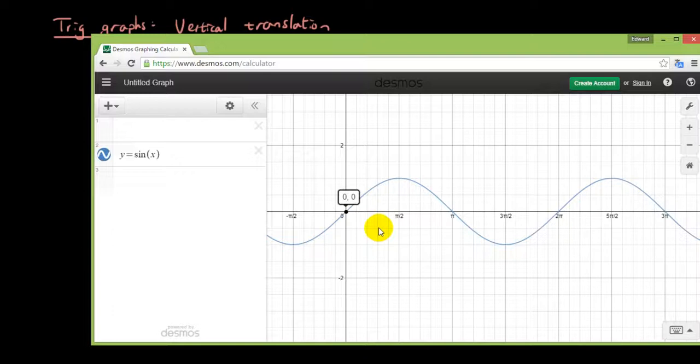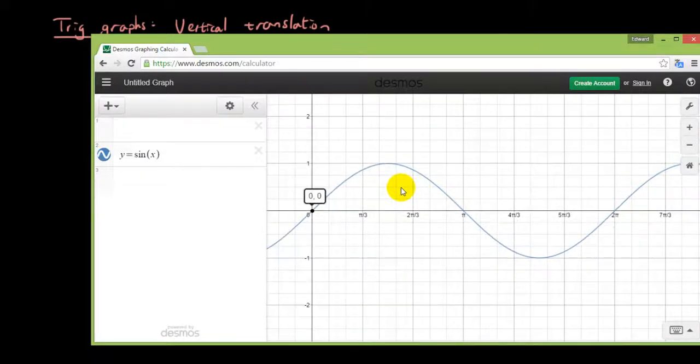So you can see here in the Desmos graphing calculator, I've just drawn a standard sine wave, and you can see the period of the wave is 2 pi. The amplitude is 1 and so on.